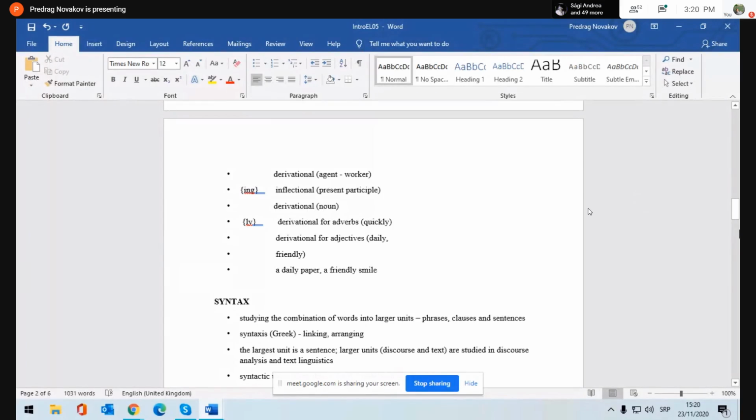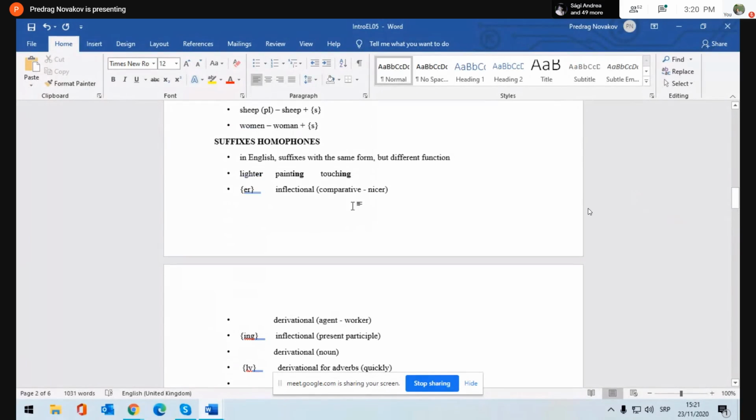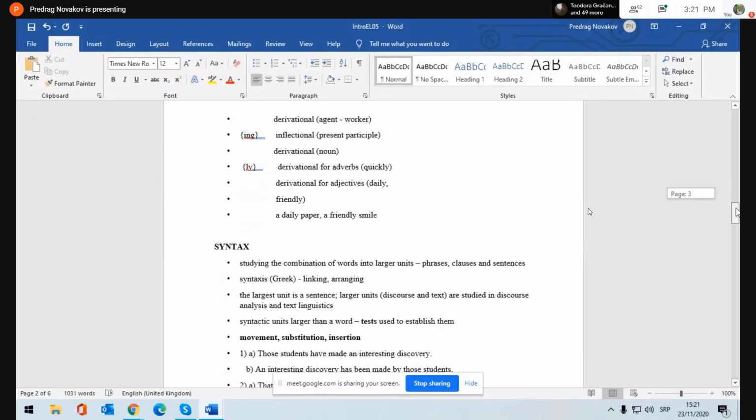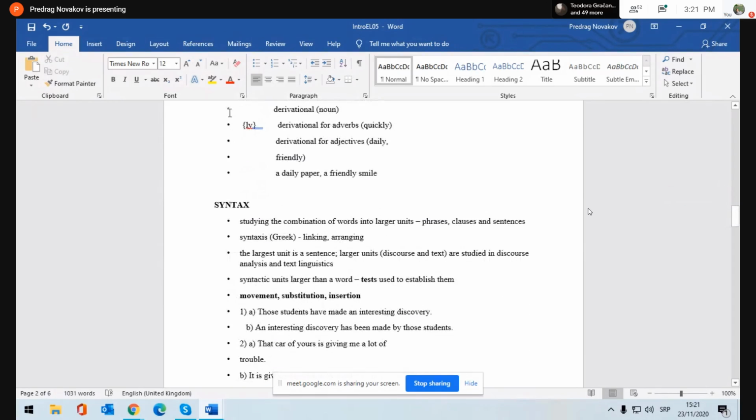Okay? I already mentioned this ing here. It is inflectional if it is present participle. It is derivational if you create an adjective, touching as an adjective, a touching sight, for example, then it is derivational because you created an adjective. Okay? And I have just one more thing, which is ly, and then we'll stop for today, okay?